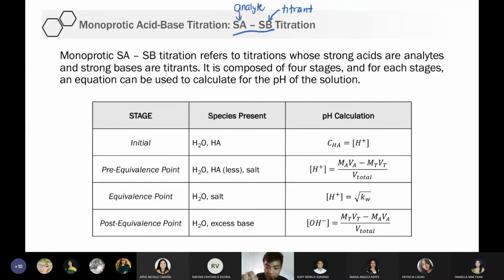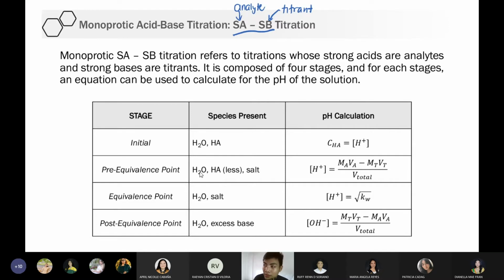Ibig sabihin nito, pag nag-pre-equivalence na tayo, nagpapatak-patak na tayo ng titrant. Okay? So, isang patak na, patak-patak over time. What happens when I add titrant, no? Unti-unting titrant sa solution? Ano nangyayari? Nababawasan yung acid ko. Kaya sinulat ko dito, HA less. Nababawasan kasi siya. Why? The acid reacts with the base to form the salt. Okay? So, ibig sabihin nun, nadadagdagan yung salt, nababawasan yung acid.